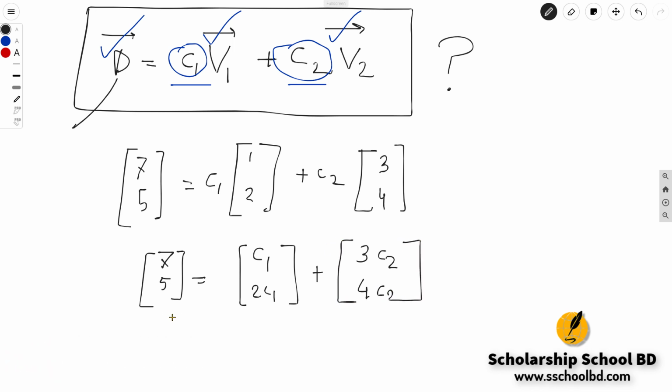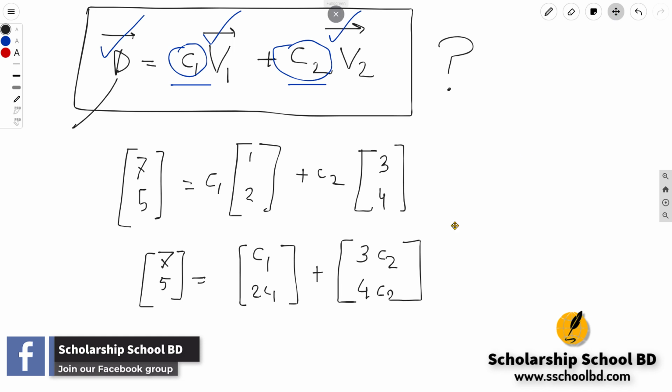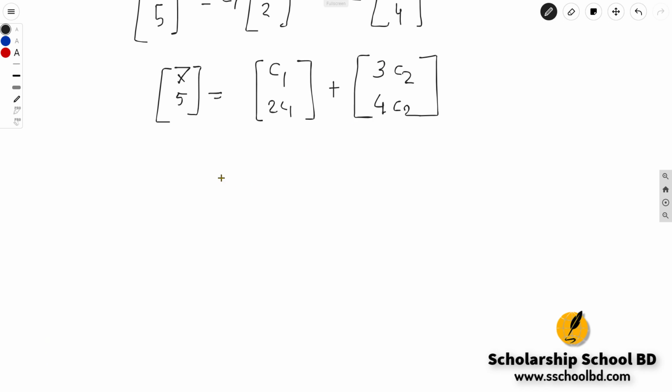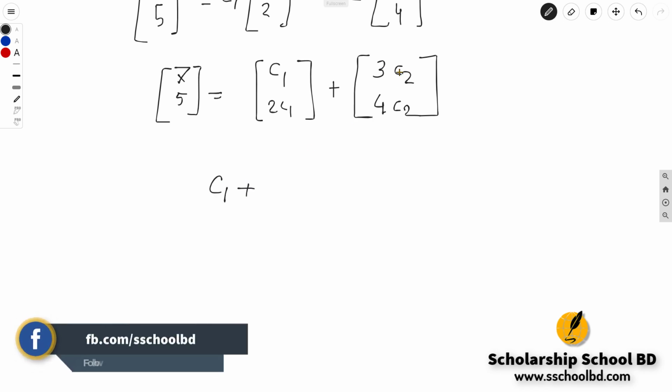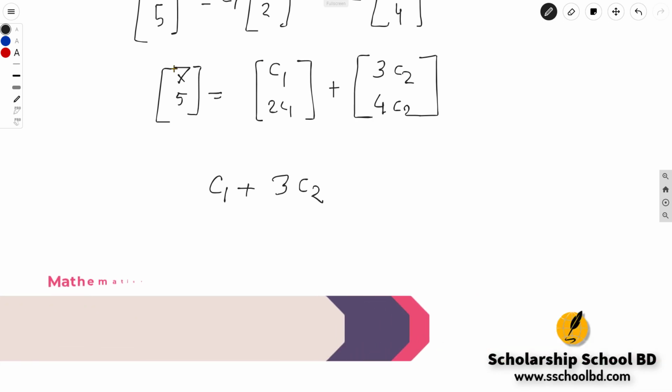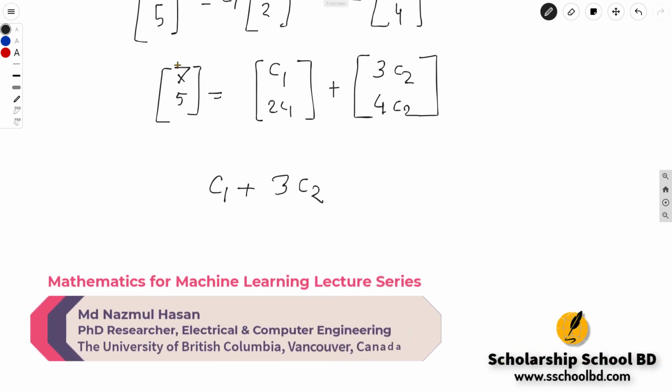And we can write down equations from these matrices. For example, we can write it c1 plus 3c2. We are adding element by element. So c1, the first element, is added to the first element of the second matrix, and it is equal to the first element of this D matrix, which is 7. So we have one equation.